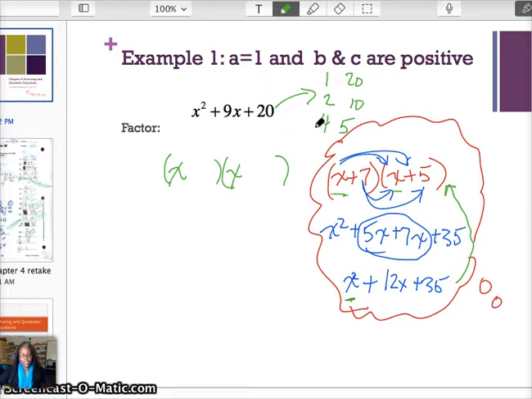So now what I need to do is think about what pair of numbers multiply like 7 and 5 did to give me 35, yet add up to give me 9 in the center. Not 12, here it's 9x in the center.